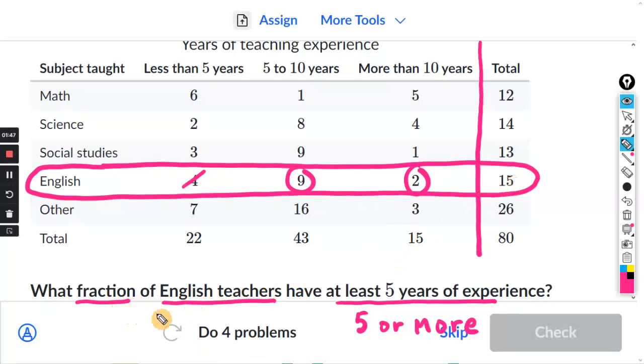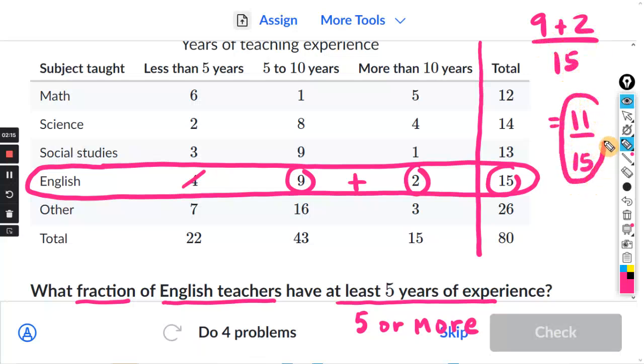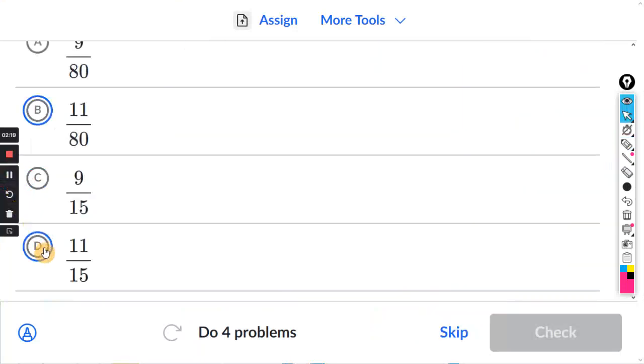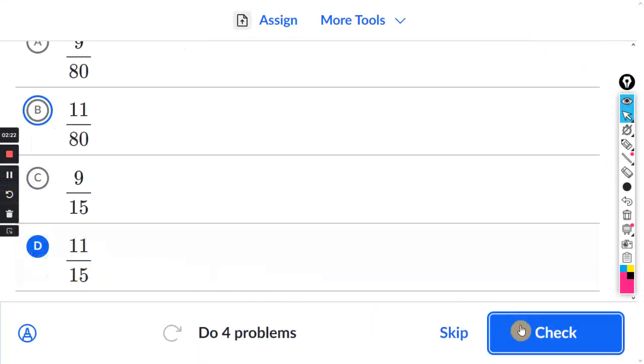So if we want to find the fraction that have at least 5, we add the two sections where it's 5 or more, and we put that over the total. So it's going to be 9 plus 2 divided by 15. And of course, 9 plus 2 is 11, and the denominator is 15. Answer D, 11 over 15.